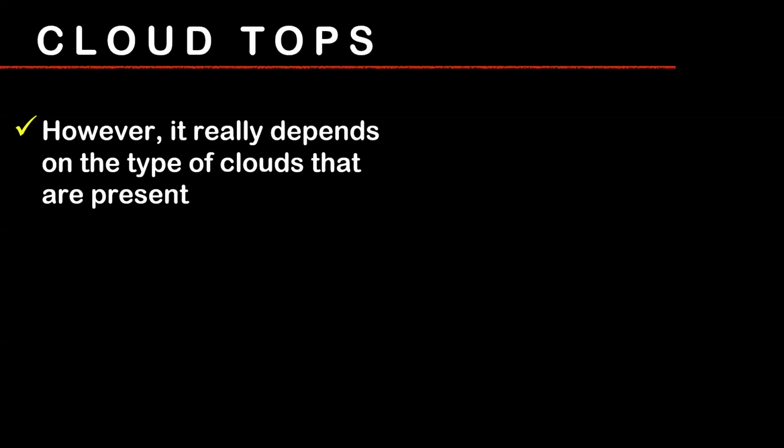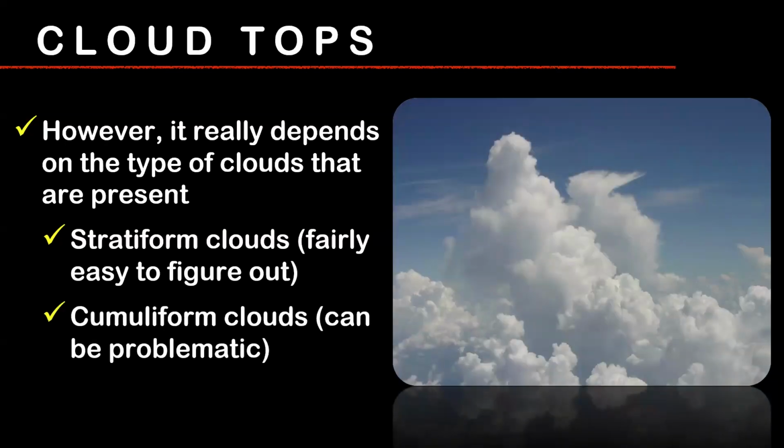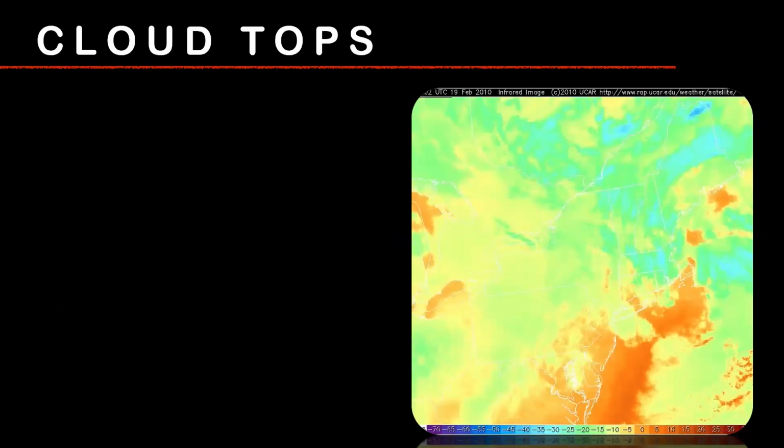But it really depends on the type of clouds that are present. Stratiform clouds, real simple. They're really easy to figure out. I could teach somebody typically in maybe less than 10 minutes how to figure out where the tops are. Cumuliform clouds, on the other hand, can be quite problematic because you can have all sorts of different conditions that produce clouds at all different altitudes. Really hard to know for sure in many cases.